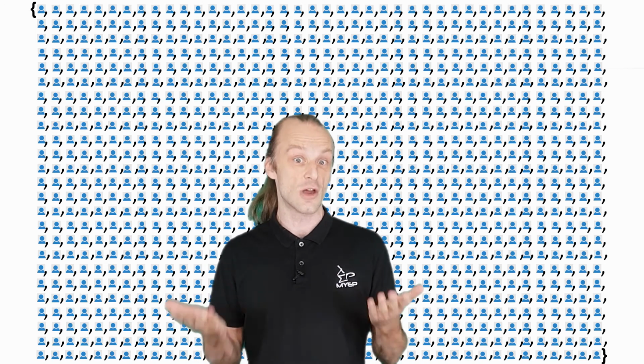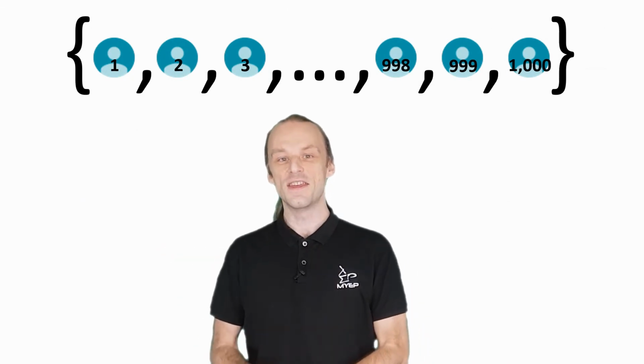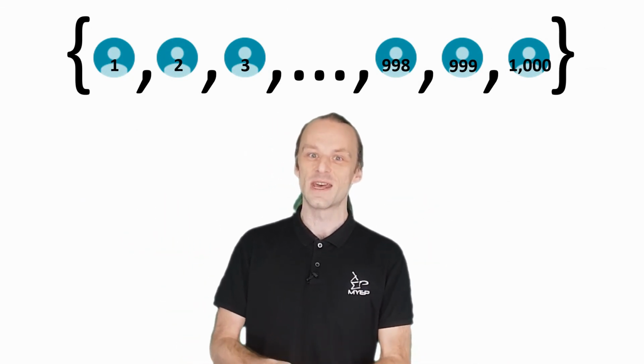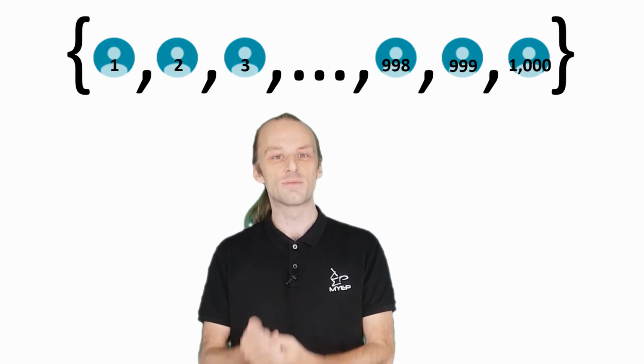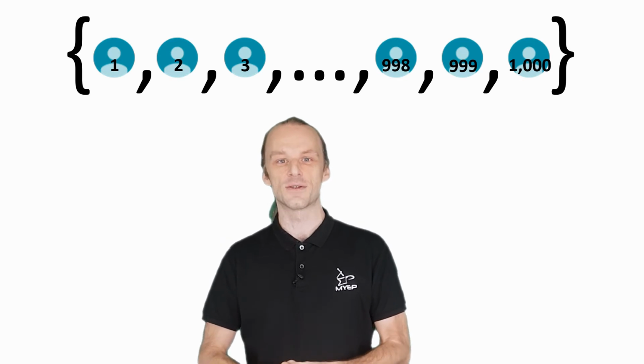But still, thank you all for being subscribers, and if we're going to use the ellipsis trick, we could also show this set a little bit more easily like this. This is another way to write out the set of all subscribers to this channel, starting with subscriber number 1 and finishing with subscriber 1000.